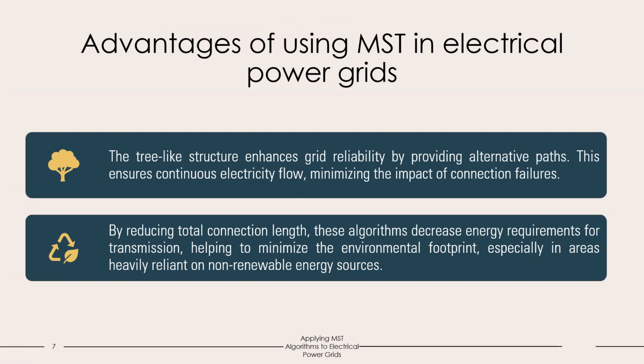Since we are using MST, we always try to have the optimal path, the shortest distance for the electricity to flow through the lines. So in that way, we'll be reducing the wastage of current, which at the end of the day reduces our carbon footprint.